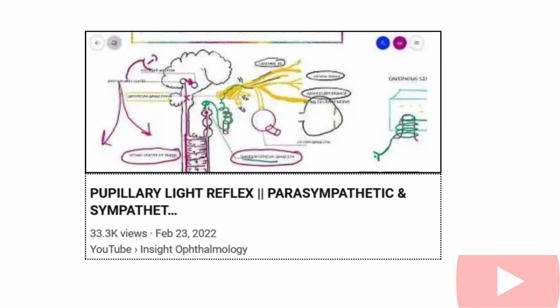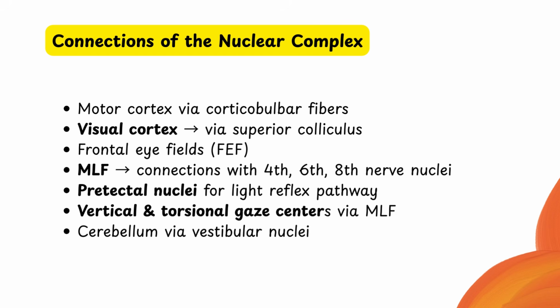Now, this oculomotor nuclear complex has many connections. It connects with the visual cortex, with the frontal eye fields, the abducens nerve, and the trochlear nerve through the medial longitudinal fasciculus for the horizontal gaze. It also connects with the centers for vertical and torsional movements. So you don't need to memorize all of these.